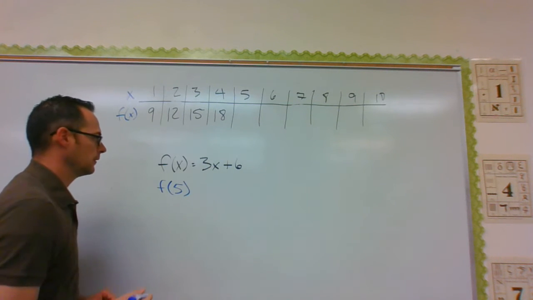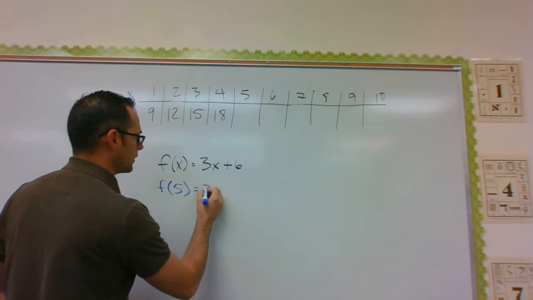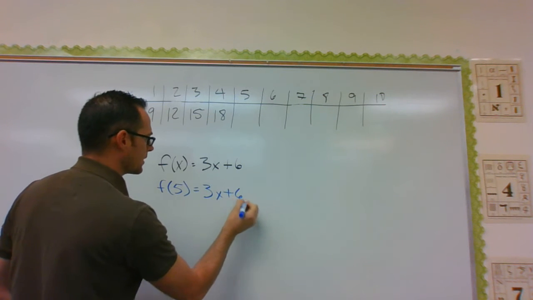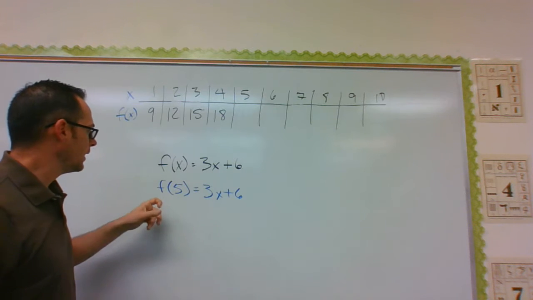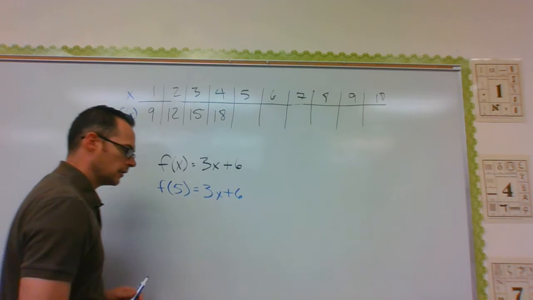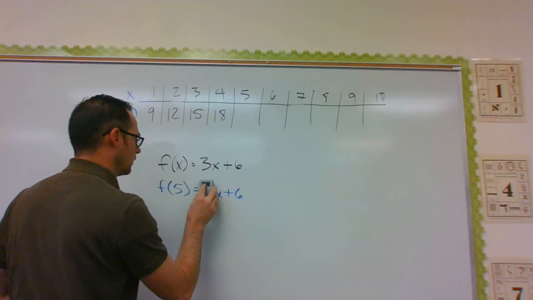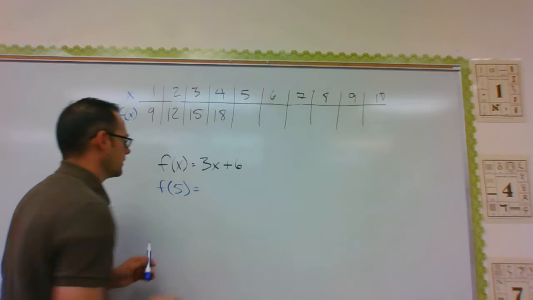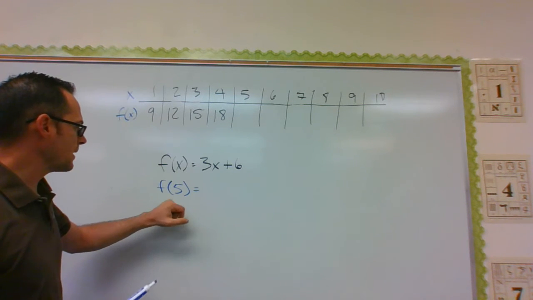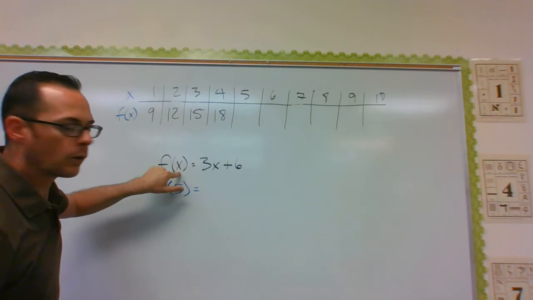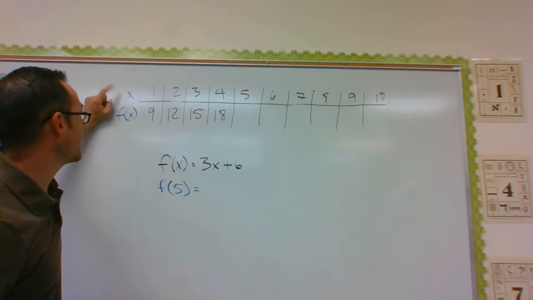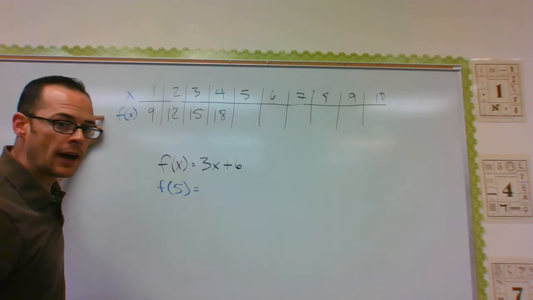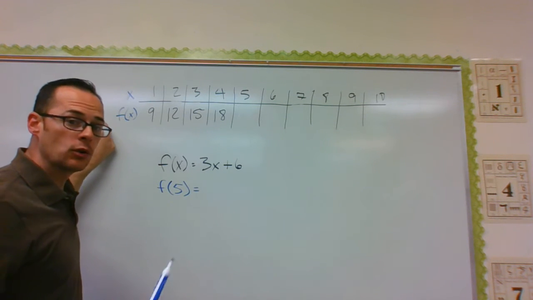F of 5 is equal to 3x plus 6. Or it'll say, this is your equation. Now find for me f of 5. Okay, so f of 5 just means that your input is always x. We already talked about how x is your input and y or f of x is your output.